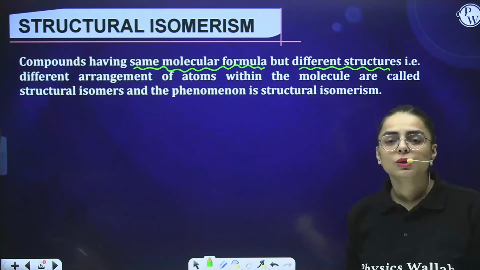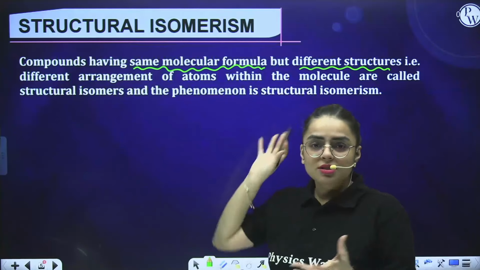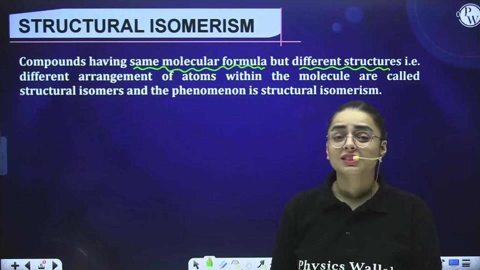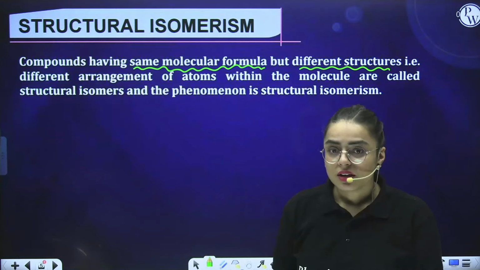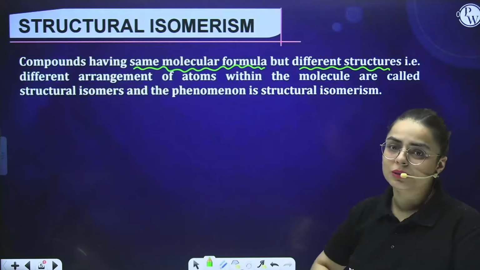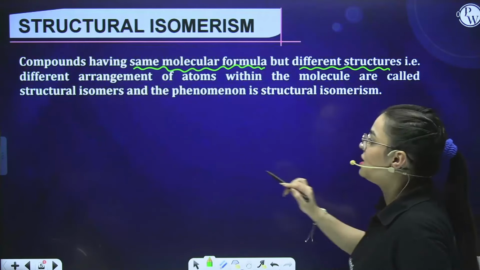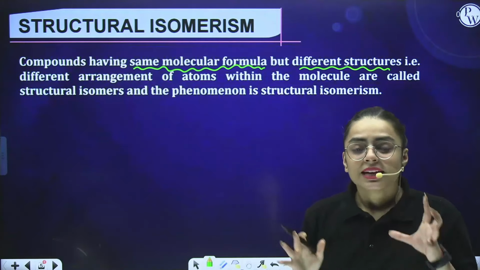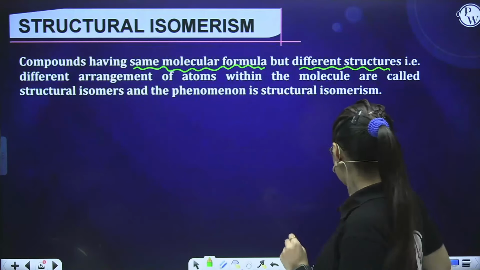Now some of you will say, ma'am, in stereoisomerism you also told us that there is a difference in the arrangement of atoms, but that was in space. Clear? Here we are talking about different arrangement of atoms within the molecule. Clear? Those are called structural isomers, and the phenomenon is structural isomerism.